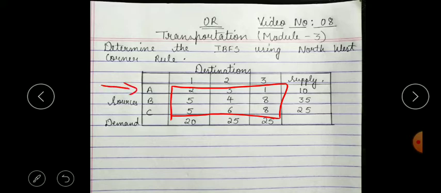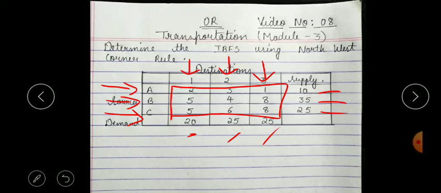Supply source A has a total supply of 10 units. Similarly, supply source B has a total supply of 35 units and supply source C has a total supply of 25 units. Similarly, destination 1 requires, that is requirement or demand, is 20 units. Destination 2 has a total demand of 25 units and destination 3 has a total demand of 25 units.